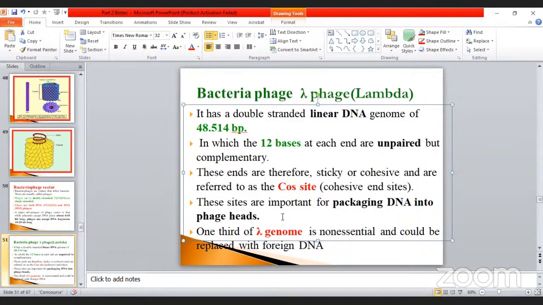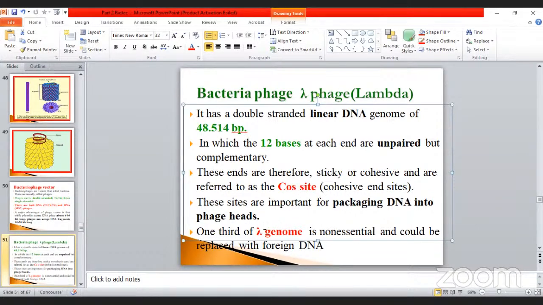Okay, after this, how will it be? These sites are important for packaging DNA into phage heads. This site is very, very important. When you are going to study the lambda phage genome structure, at that time you can easily identify and understand the cos site, which area is the cos site. There are two sides there. The bacteriophage lambda genome is also divided into two sides. One is called the cos side, otherwise called the head side. The other opposite side is called the tail side.